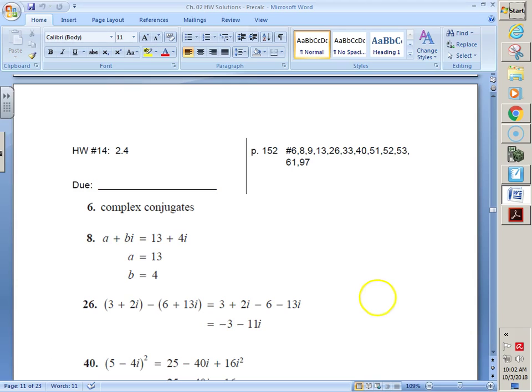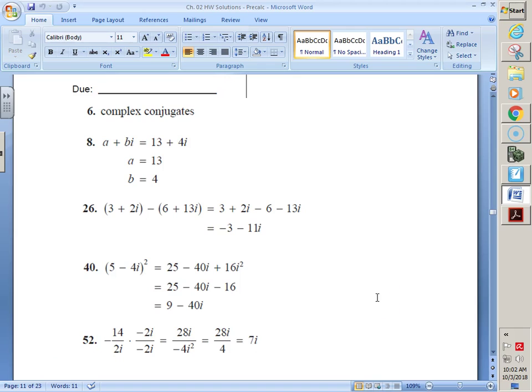Number 8 was so easy it was hard. Oh, sorry, number 6. Complex conjugates. It's the snazzy name for the conjugate: when you have a plus bi, the a minus bi. Super helpful for division. Number 8 was so easy it was hard. They're just asking, you guys got it done okay? They were just asking, who's the real guy? 13. Who's the imaginary guy? 4. Just asking for the coefficients.